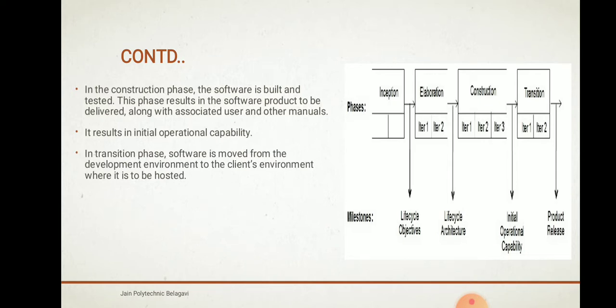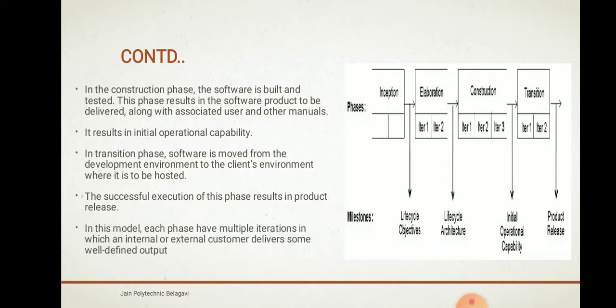After the construction or coding of the project, in the transition phase the software is moved from the development environment to the client's environment. So once the testing and construction is done, the development will move to the client's environment, where the product is to be hosted. That will be done in the transition phase. Successful execution of this phase results in product release. Once it is executed at the client's environment, the product is released into the market.